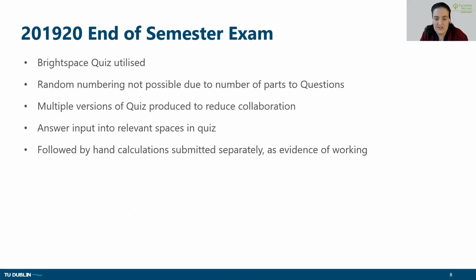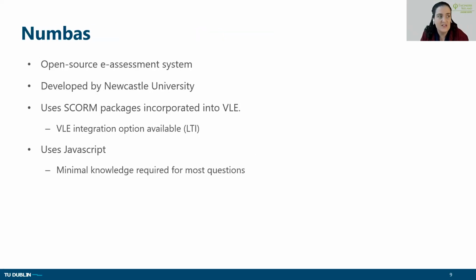So I utilized this quiz during my 2019-20 end of semester exams. I couldn't use the randomized numbers because there were so many multiple questions, so I wanted them to give me the parts of the question or the steps involved in the question. I ended up having to create multiple quizzes just so that there was some variability. So that was the disadvantage of that. They submitted the hand calculation separately, so that I could give attempt marks if they didn't get finished.